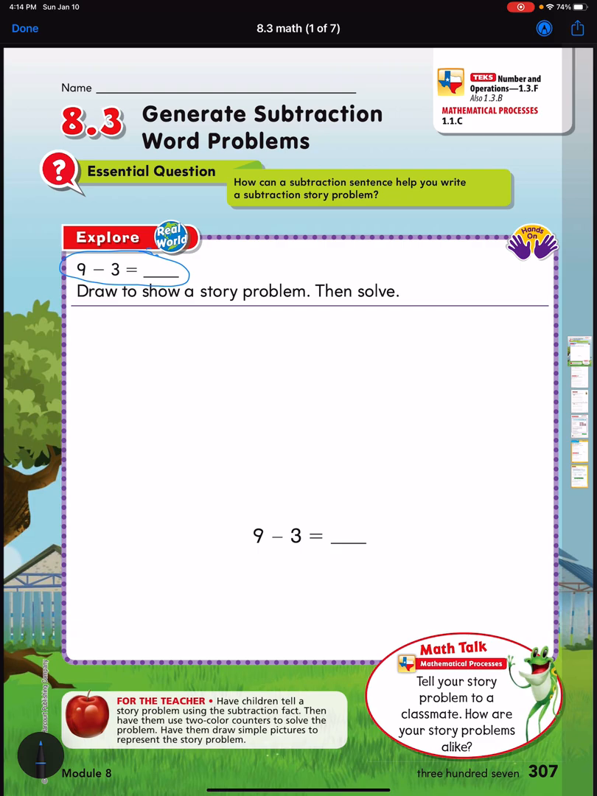So basically, we're going to make up our own word problem that uses this equation, 9 minus 3 equals. So I'm just going to make one up and then we'll solve it together. So I'm going to say, Matthew has 9 apples. He shares or gives 3 of them to Anthony. How many apples does Matthew have now? So that's a story problem. That's a word problem and that I can solve.